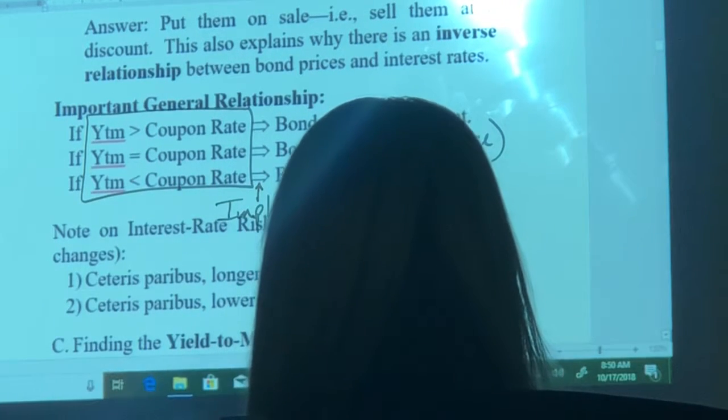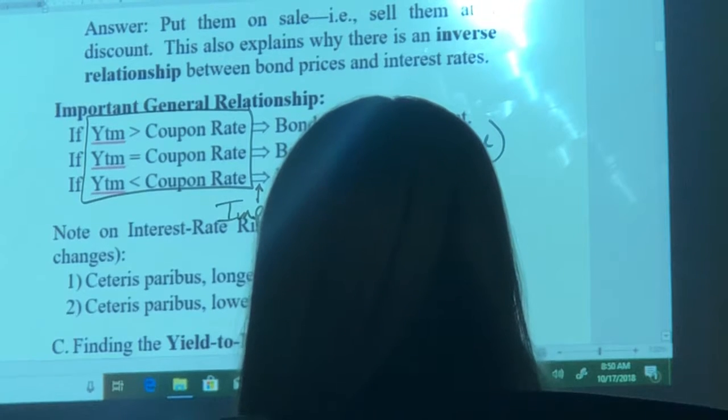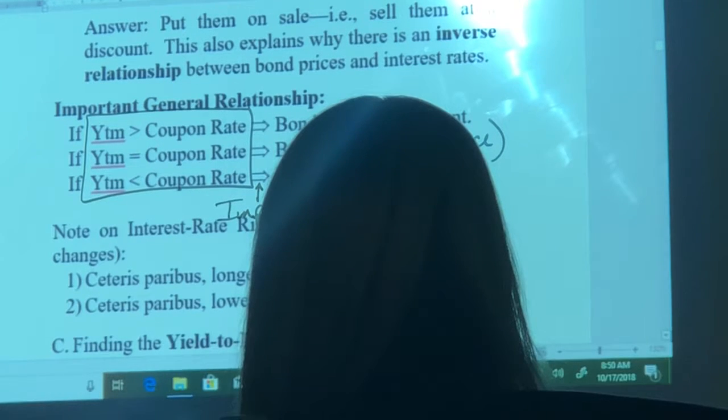If this is a AAA rated bond, what are investors requiring right now on a AAA rated bond? If the answer is 5%, then we can sell our bonds with a coupon rate of 5%.